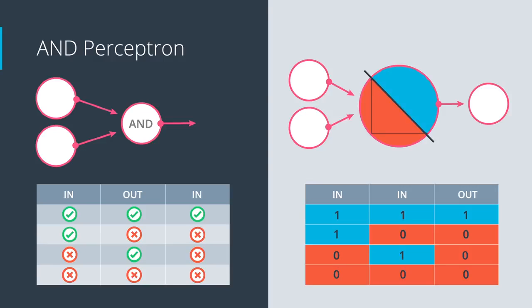And what this perceptron is going to do is it'll plot each point, and if the point falls in the positive area, then it returns a 1. And if it falls in the negative area, then it returns a 0. So let's try it. The 1, 1 gets plotted in the positive area, so the perceptron returns a 1. The 1, 0 gets plotted in the negative area, so the perceptron returns a 0. The 0, 1 gets plotted in the negative area, so the perceptron returns a 0. And finally, the 0, 0 also gets plotted in the negative area, so the perceptron returns a 0.